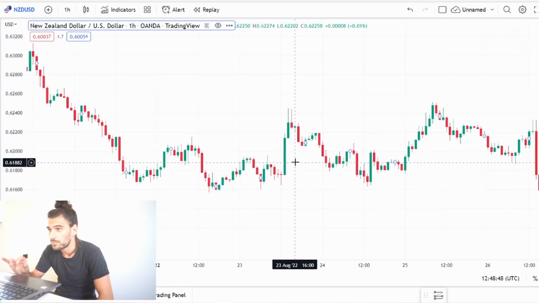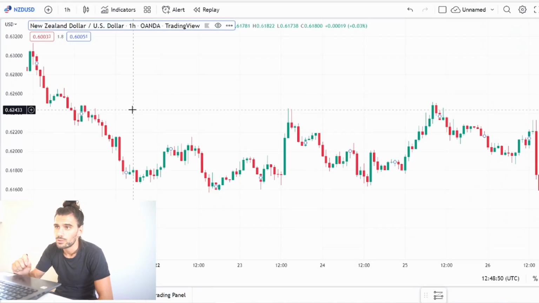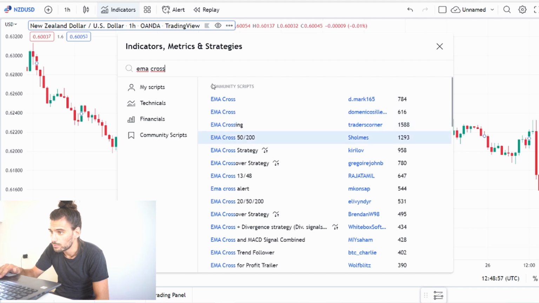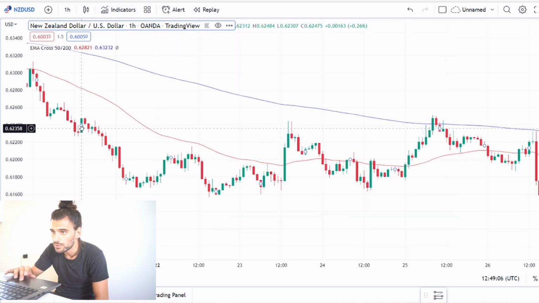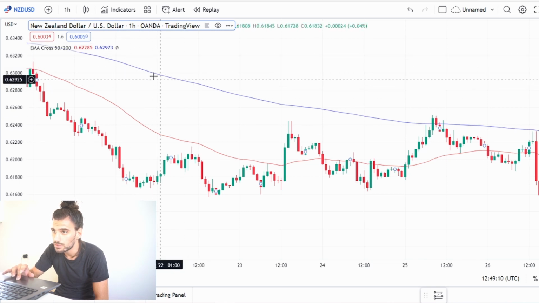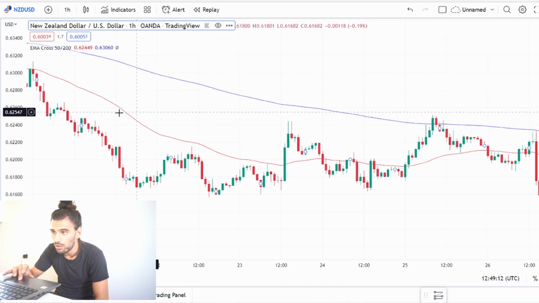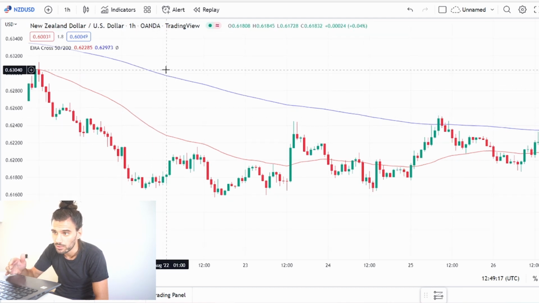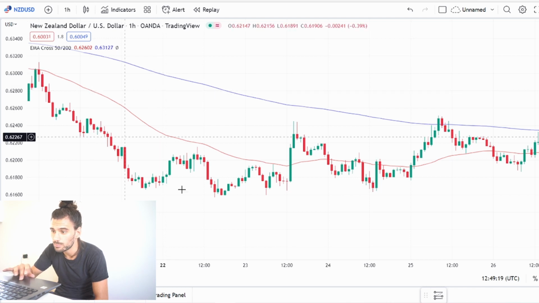So here in front of me is the Kiwi USD, and now to identify the trend, we simply go to the indicators and we look for some EMA cross. You can either take the 50-200 or the 20-50-200. It doesn't really matter. I'm just gonna take the 50-200, and we can see here the blue line in my case is the 200 EMA and the orange line is the 50 EMA, meaning the 200 EMA is above the 50 EMA, thus the trend is bearish.